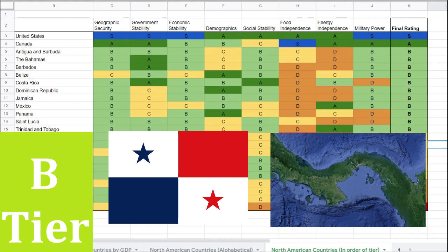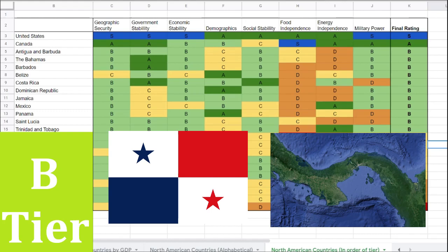Very good. However, since Panama is dependent on international trade for its survival, and as we said earlier, depending on international trade is by nature unstable, it can only be B tier instead of A tier, even though it is a very wealthy nation compared to the rest of Central America.